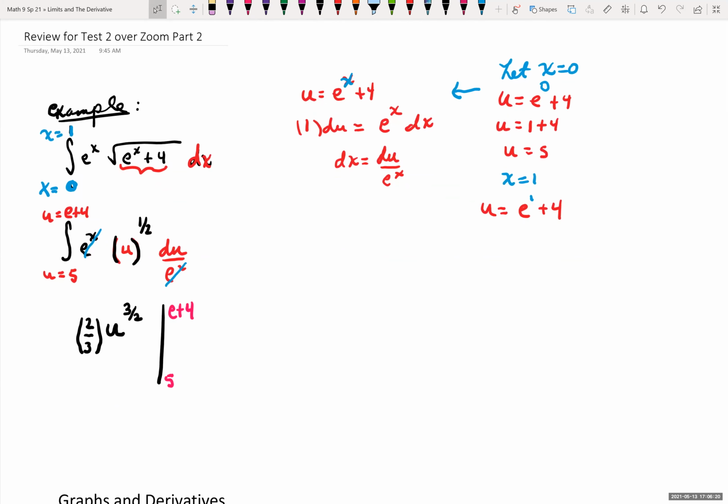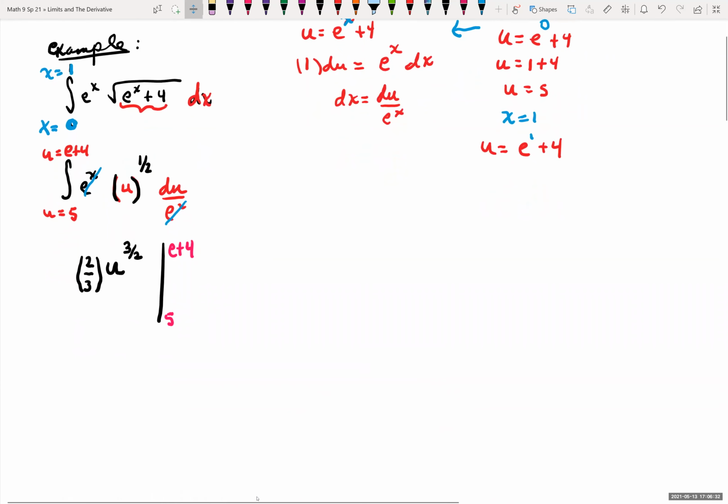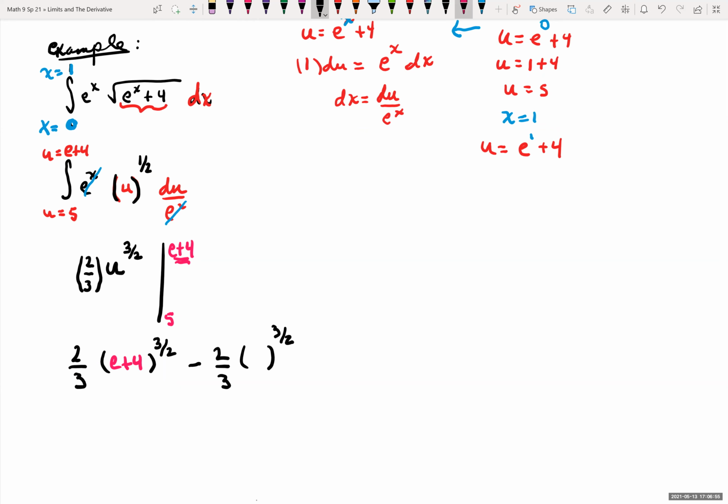So once we take the antiderivative and we're looking at definite integrals, we plug in our upper bound first, wherever we see, in this case, a u in that antiderivative. So we have 2/3 u, which is, in this case, e plus 4 for the upper bound, to the 3/2, minus, and now we're going to plug in 5 wherever we see a u. So minus 2/3 times 5, and that 5 is raised to the 3/2 power.